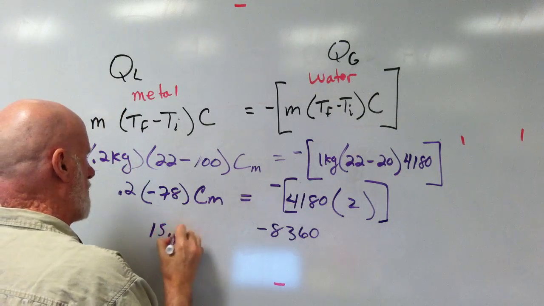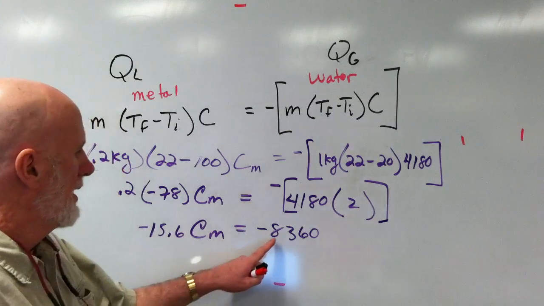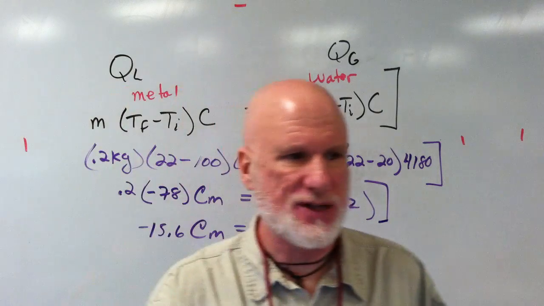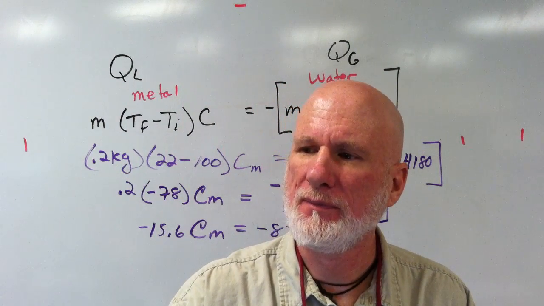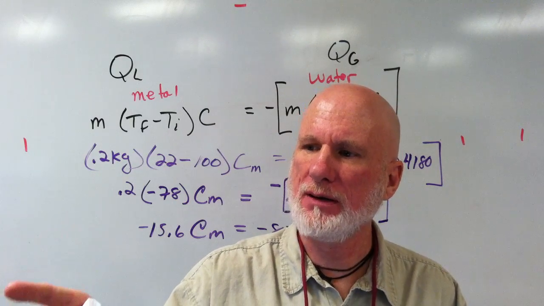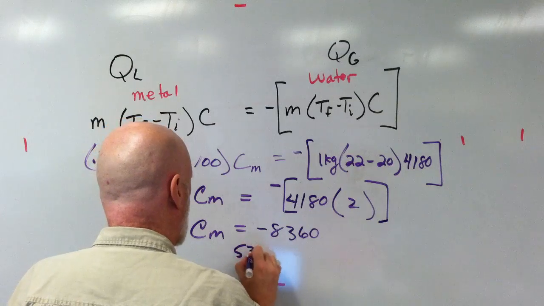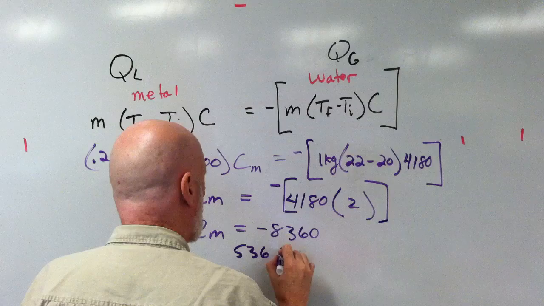Oh, I almost forgot. This is 15.6 negative c. All right, so 8,360 divided by 15.6. Negatives cancel. What do we got? 535.8. What is it? 535.8. Can we say 536? Yeah. Is that okay? Yeah.